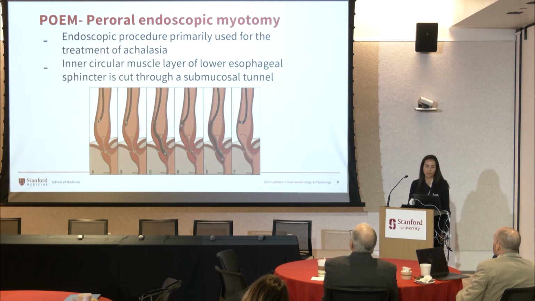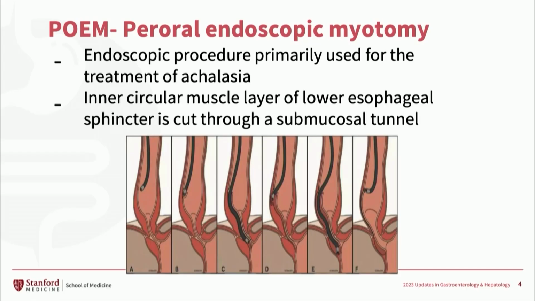So in terms of POEM, or per-oral endoscopic myotomy, this is an endoscopic procedure primarily used for the treatment of achalasia, where the inner circular muscle layer of the lower esophageal sphincter is cut through the submucosal tunnel. You'll have heard talks already about this from Dr. Clark and others, so I won't go into achalasia or other motility disorders, but mainly focus on the procedures themselves.